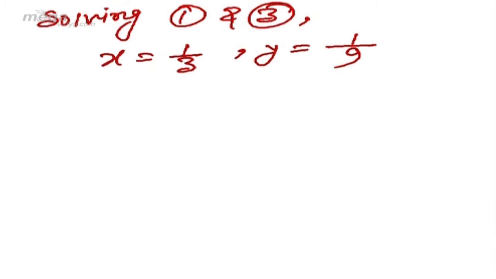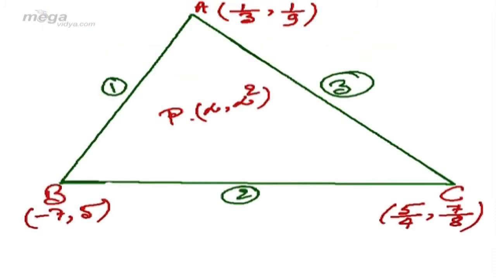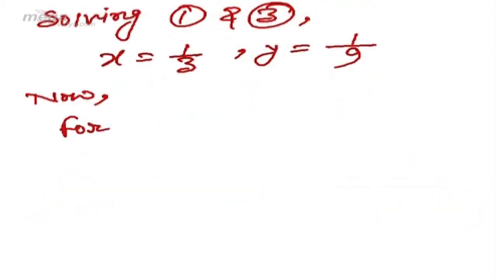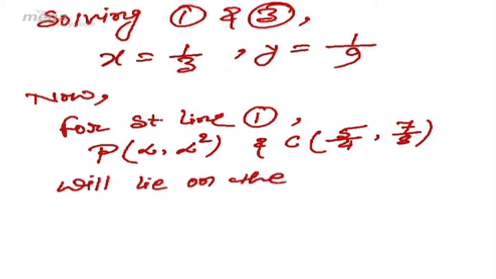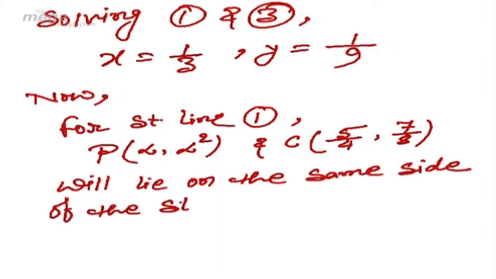Now we will see in this figure, if we select the line 1, that is the line AB, the point P and the point C both lie on the same side of the straight line. On the same side of the straight line, so we will use the condition. Now for straight line 1, the point P alpha comma alpha square and the point C 5 by 4 comma 7 by 8, both the points will lie on the same side of the straight line. So using the rule, if you substitute P in the straight line 1 and if you substitute C in the straight line 1, both will give the same sign.